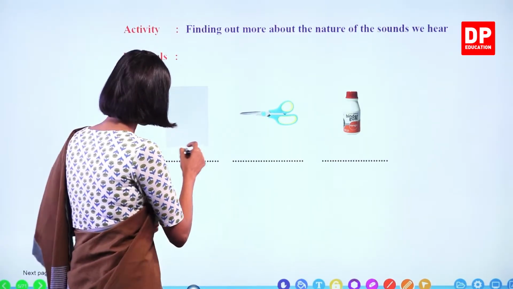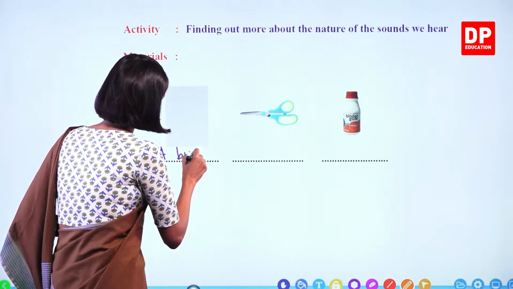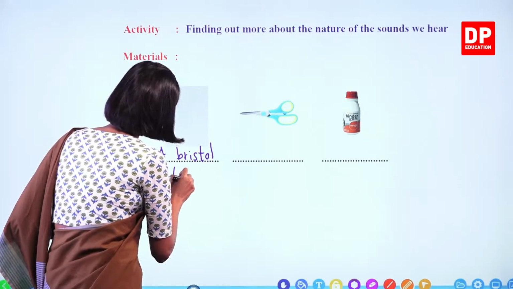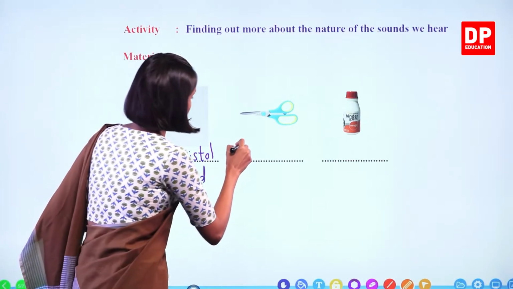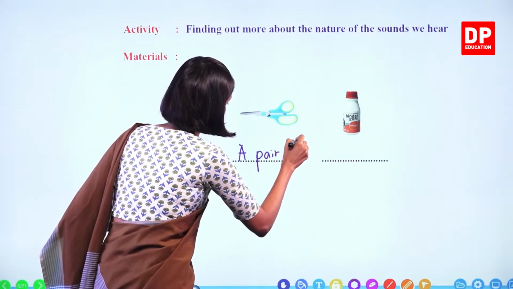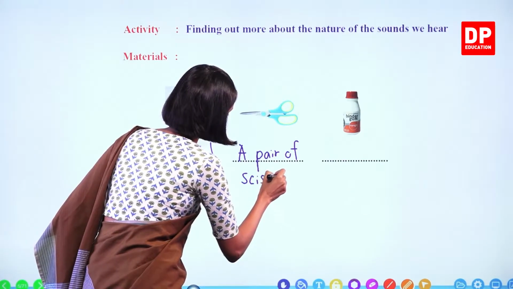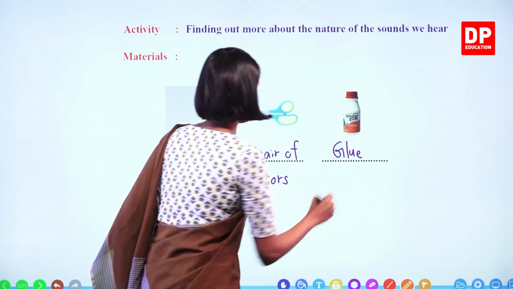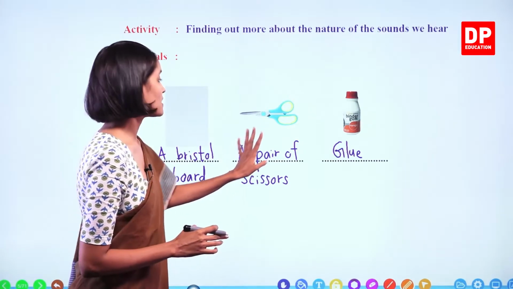Let's write. A bristle board or cardboard. A pair of scissors. And glue. Okay? A bristle board, a pair of scissors and glue.